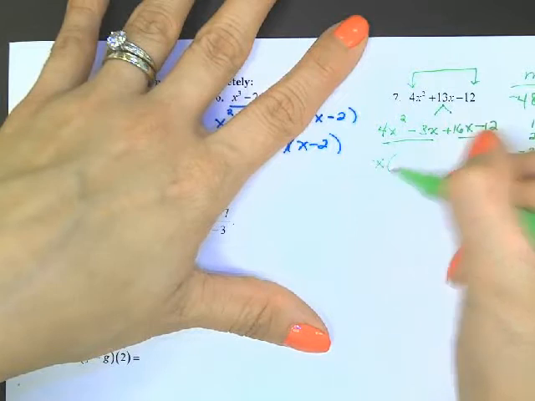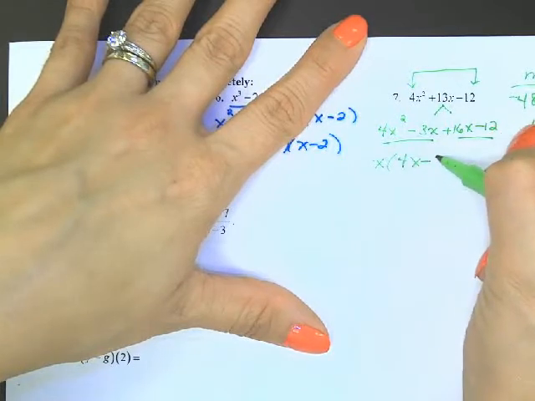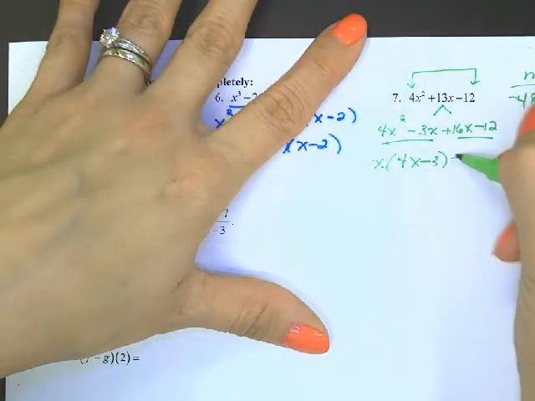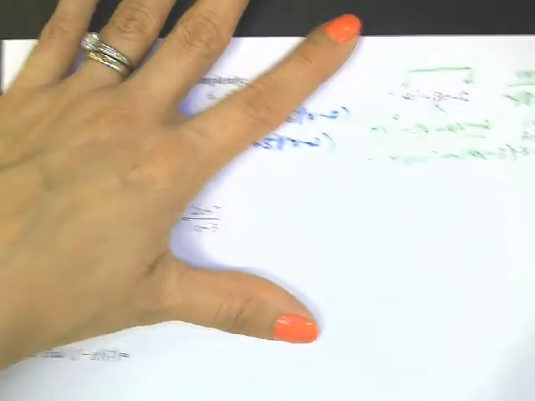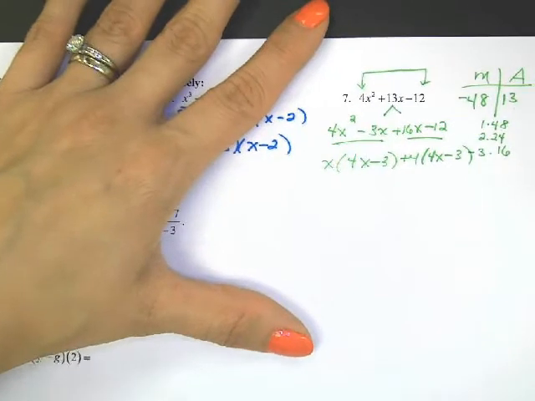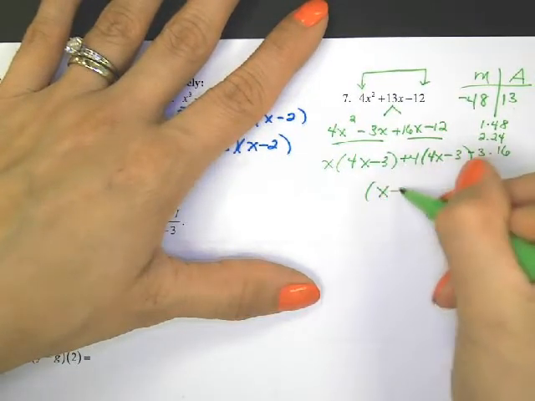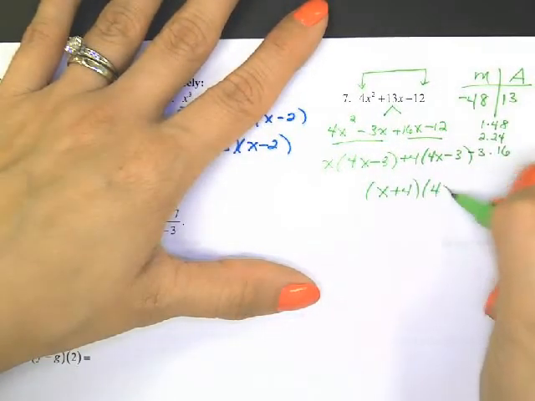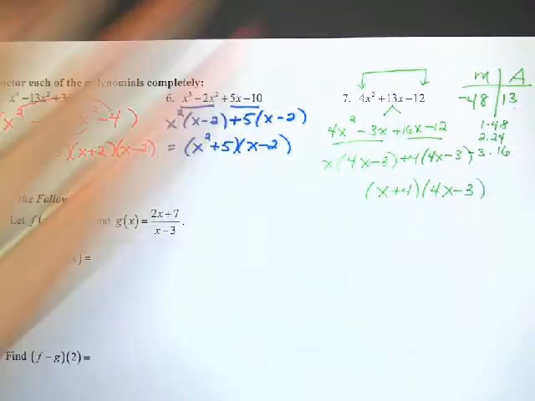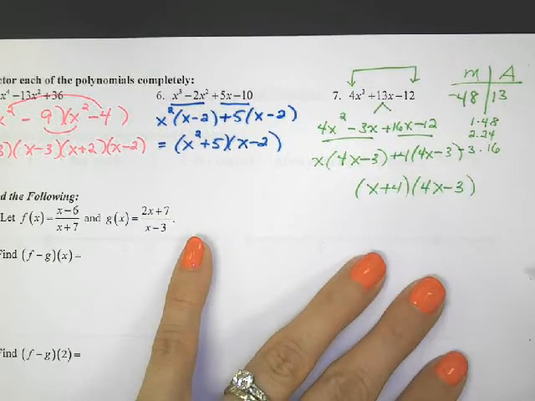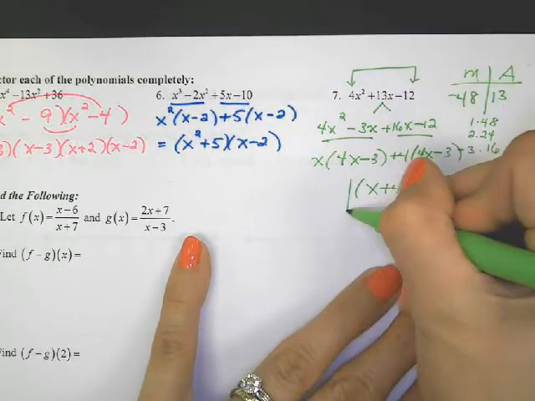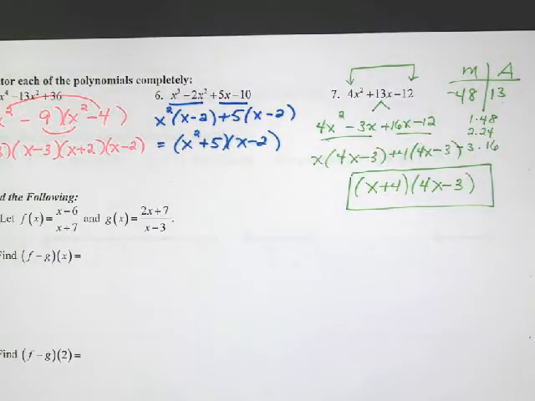Take out an x. 4x minus 3. Take out a positive 4. 4x minus 3. Final answer is x plus 4 times 4x minus 3. Now we're not going to say equals 0. We cannot solve this. This is not an equation. It's just a factoring expression.